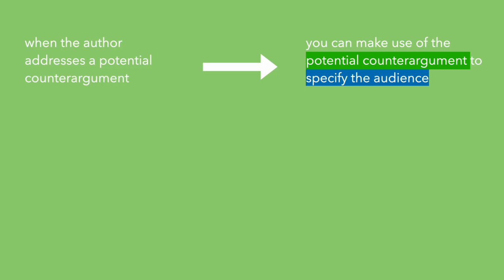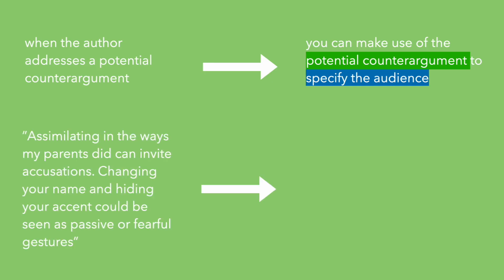Now, let me show you a crucial technique to specify the audience. When the author addresses a potential counterargument, such as when the author says, "assimilating in the ways my parents did can invite accusations," you can make use of this and specify the audience by saying, some readers view assimilation negatively. Watch how I use this technique in my analysis.